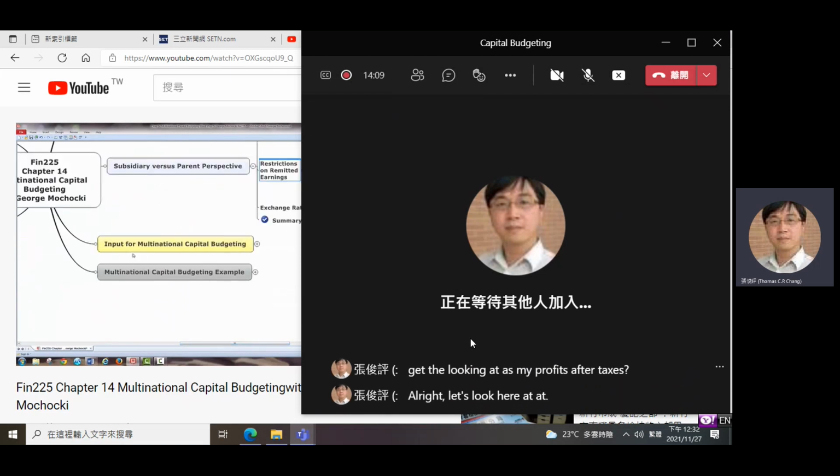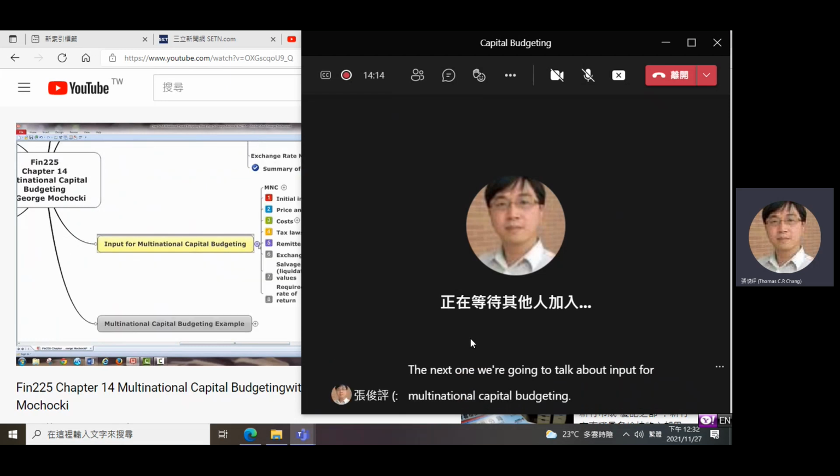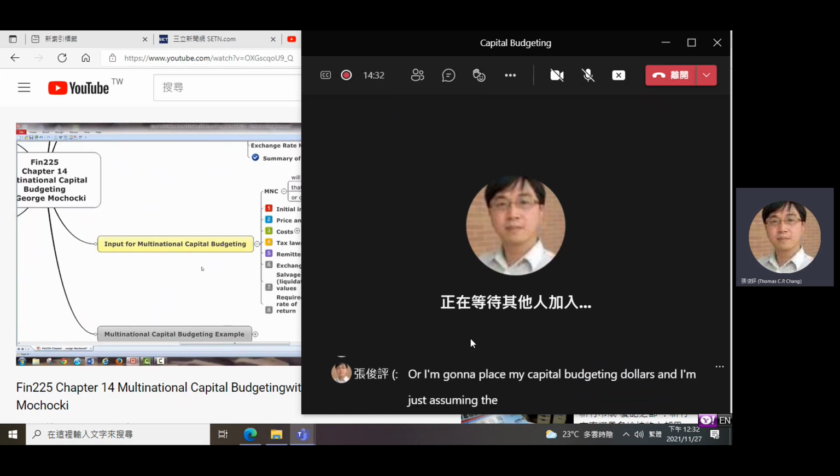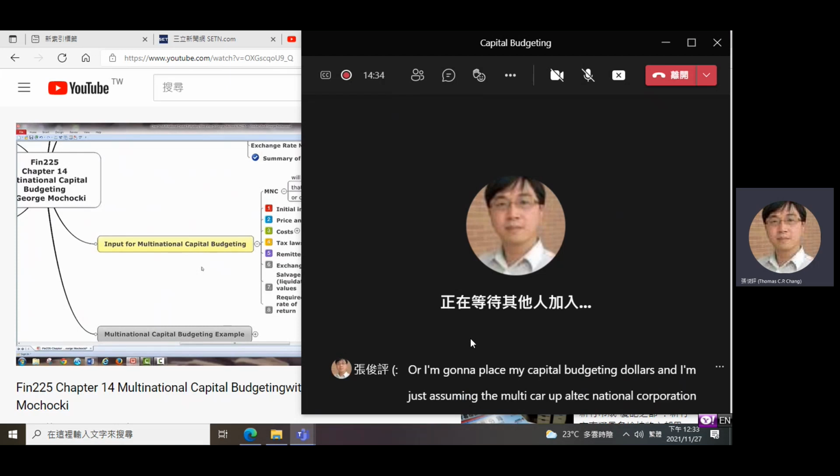The next one we're going to talk about is input for multinational capital budgeting. Okay, and we have a lot here. If I'm looking at input for multinational capital budgeting, what kind of information do I need before I decide where I'm going to place my capital budgeting dollars? I'm just assuming a multinational corporation has several subsidiaries in different countries, just for this chapter, just to go through.